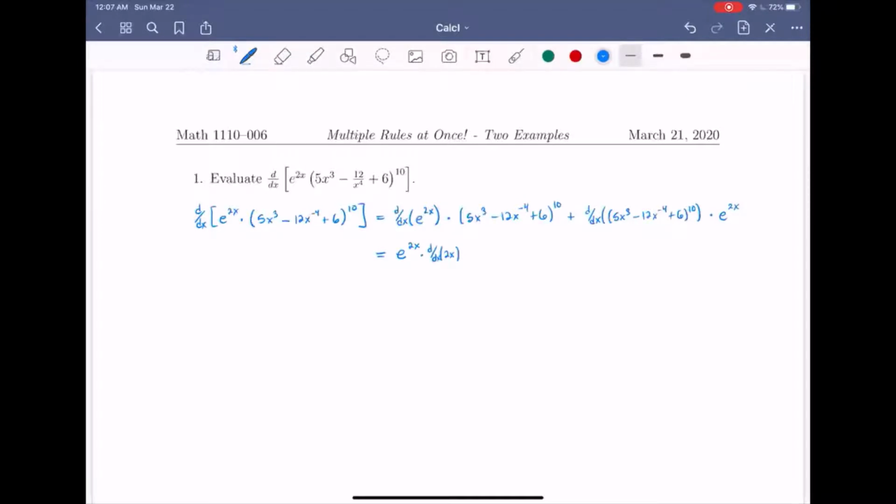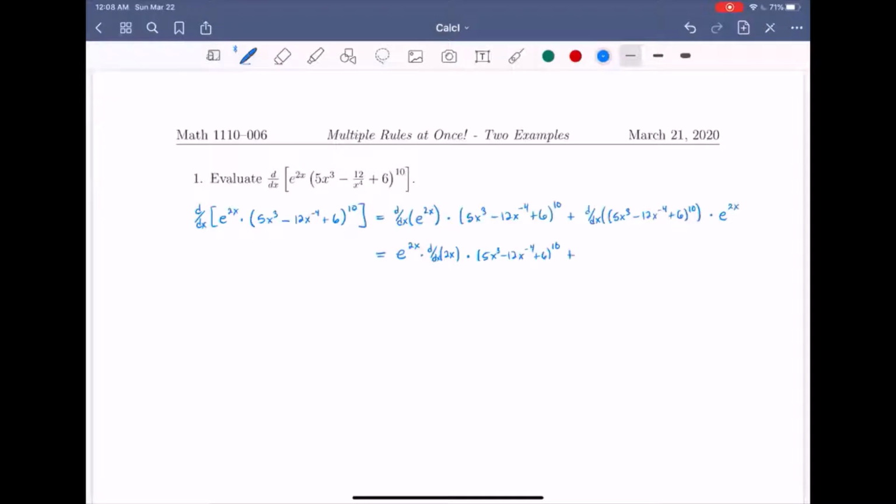All right, so just to go over that one more time, the derivative of e to the blah is e to the blah. But the blah was not just x, so I have to multiply by the derivative of the blah. Okay, and then I'm just going to leave this whole thing here, (5x cubed minus 12x to the negative 4 plus 6), all raised to 10.